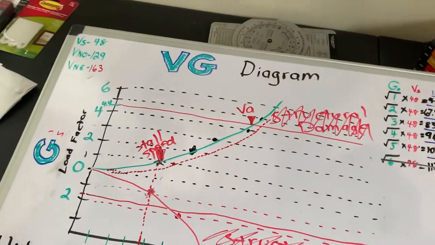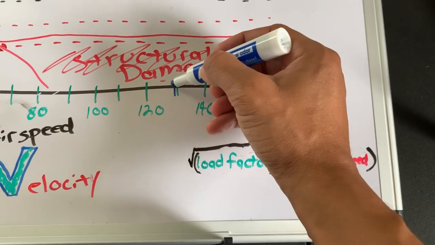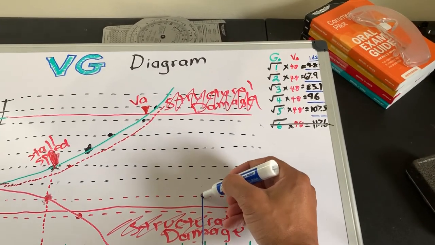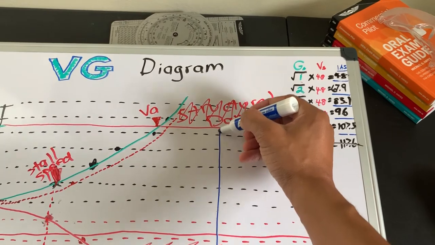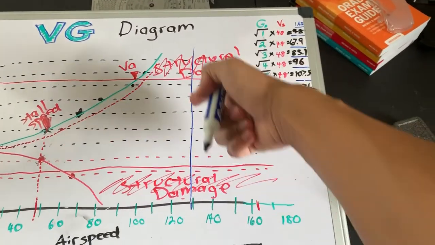All right, so let's go to our VNO. The aircraft is 129 based off the manufacturer's recommendations. So we're going to find 129, and we're going to draw a line all the way up as straight as I can. All right, so that is your VNO line.